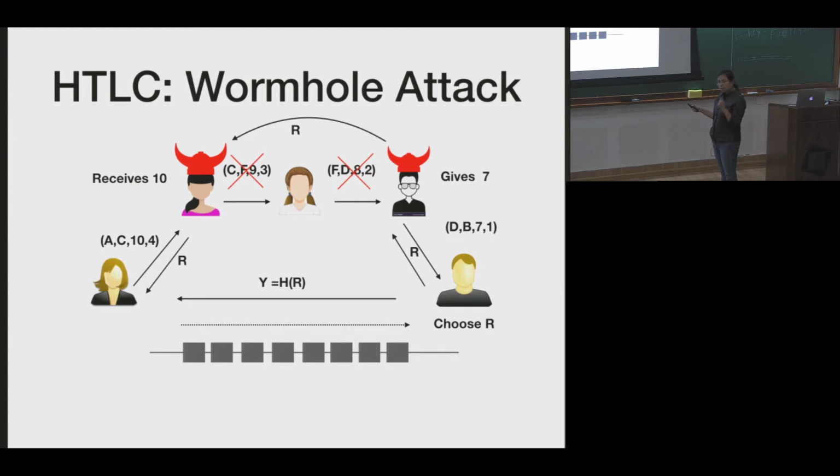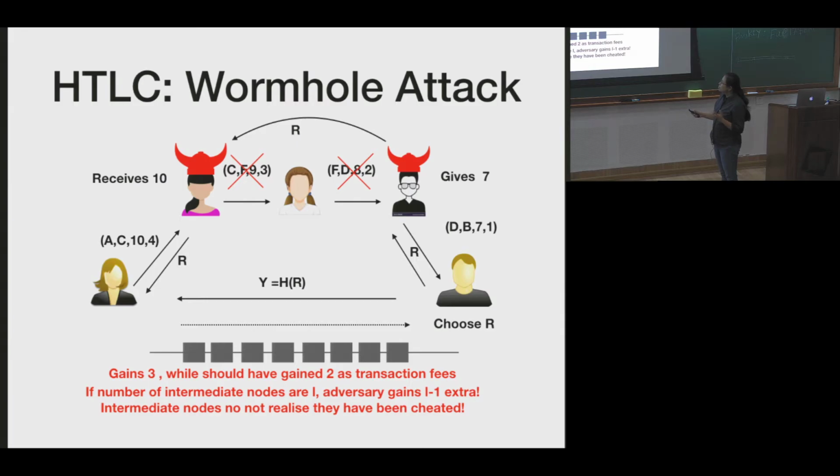But in reality, Carol should have got 1 BTC and Dave should have got 1 BTC. So together they would have got 2 BTC, instead they are getting 3 BTC. So they are actually gaining by launching this attack, which is called a wormhole attack.